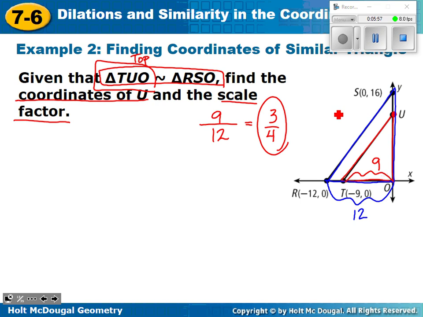It would be 4/3, right? But that wouldn't match with this statement. So that's the kicker. If they're saying TUO is similar to RSO, that's in a ratio of 3 to 4, not 4 to 3. So that's why it matters. Now how would we use that to find the coordinates of point U?